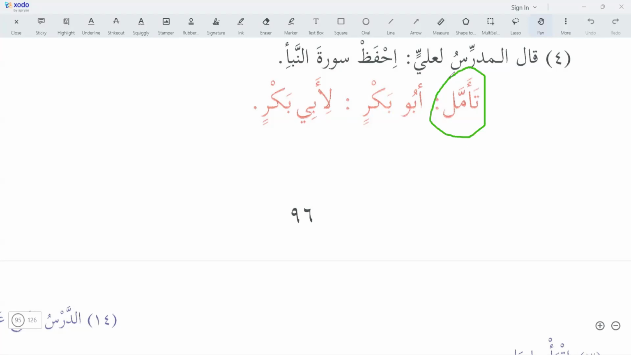Think about that. Abu Bakrin means father of Bakr. This Abu Bakrin, what is its halat? Is it in nominative case, marfu, or is it in majrur, or is it mansub? Abu Bakrin is marfu, mansub, or majrur?